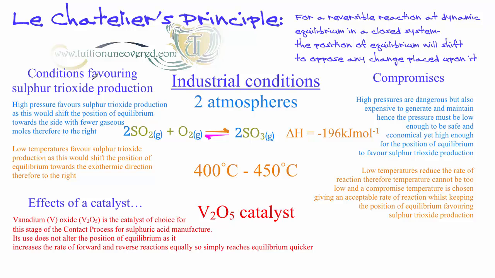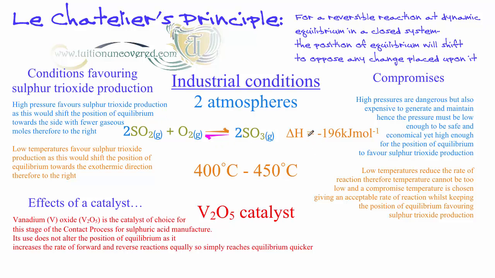The conditions favouring sulfur trioxide production. First of all, in terms of pressure, what we notice here is there are 3 moles of gases on the left, 2 on the right. To make sulfur trioxide, I need to shift the position of equilibrium to the right. In order to do that, I need to shift to the side with fewer gaseous moles. I need a higher pressure. So, high pressure favours sulfur trioxide production, as this would shift the position of equilibrium towards the side with fewer gaseous moles, therefore to the right, favouring sulfur trioxide.